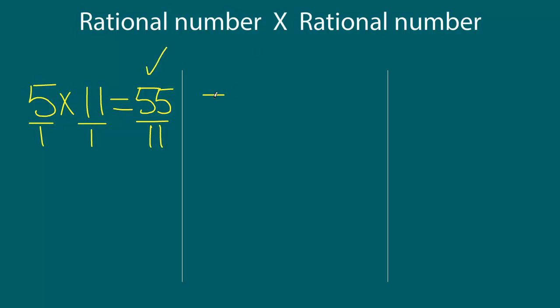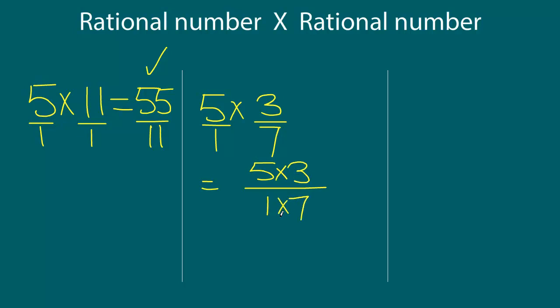This time, let's multiply the number 5 with maybe 3 by, say, 7. So what is the answer to this? Well, we know that we can think of 5 as 5 by 1, right? So then in the numerator, we will multiply 5 times 3, and in the denominator, we will multiply 1 times 7, and we are going to have 15 in the numerator and 7 in the denominator. So 5 times 3 by 7 is 15 over 7, which is again a rational number.